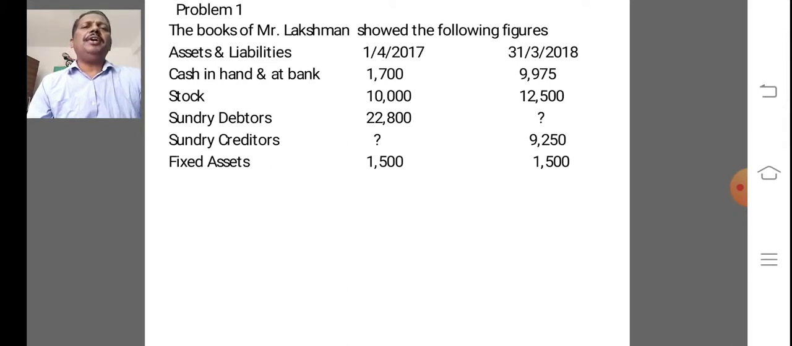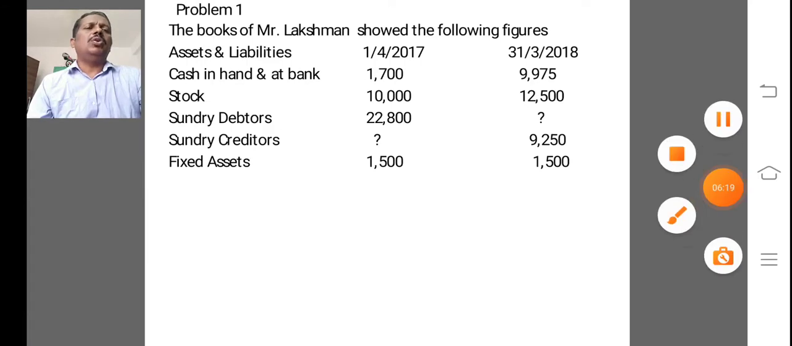Cash in hand and at bank 1,700 and 9,975. Stock 10,000 and 12,500. Sundry debtors 22,800 and question mark. Sundry creditors question mark and 9,250. Fixed assets 1,500 for opening as well as closing.